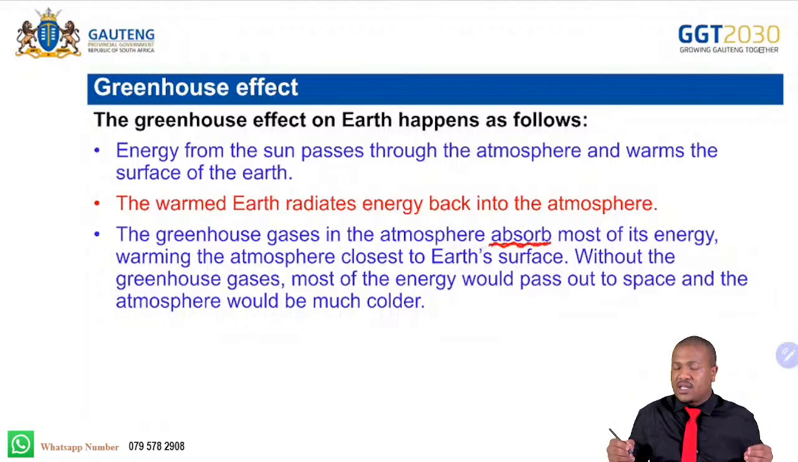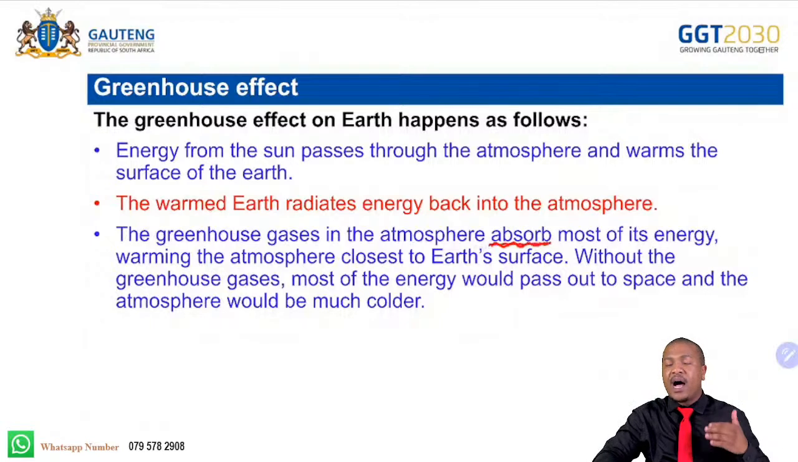So without these greenhouse gases, it means what? Most of the energy would pass out to space and the atmosphere would be much colder, right? So hence I said that the greenhouse effect is there to maintain what? Warmth around the atmosphere and our planet Earth. Are we together? So what happens here?